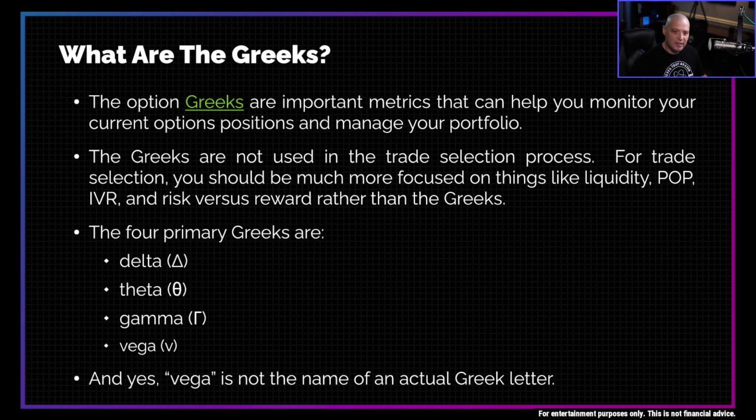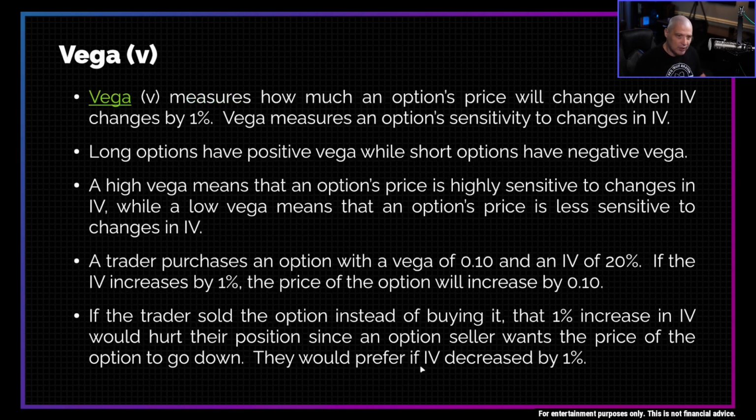And yes, I know Vega is not the name of an actual Greek letter, unlike delta, theta, and gamma. There's no Greek letter Vega, but why they call it Vega, who knows? I imagine they call it Vega because it starts with V, and Vega deals with volatility. And that's kind of how things go with delta. You think of delta as the directional risk of a trade. Theta is that time component to a trade. Vega is that volatility risk of a trade.